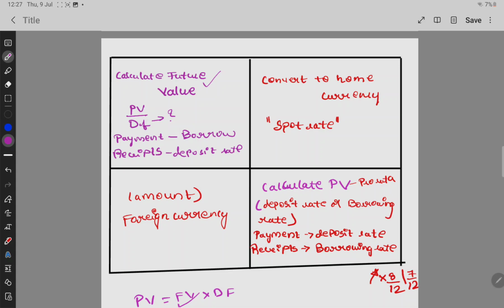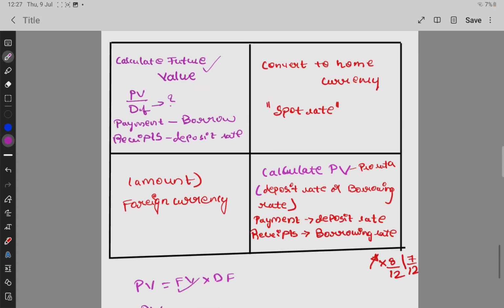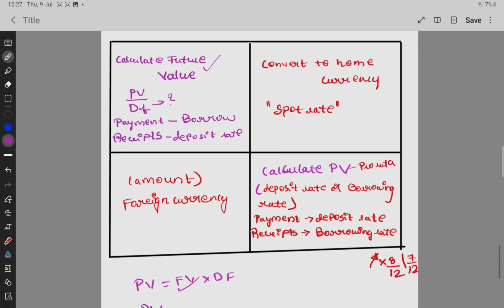Quite opposite to this is the calculation of future value. Here we have already converted into home currency, so just do what you're doing with the home currency. In payments, what are you doing with the home currency? Borrowing. So use the borrowing rate. In receipts, we are investing. Use the investment rate. Simple. Very easy, no complication. Money market hedge, we can do in minutes if it's in Excel.